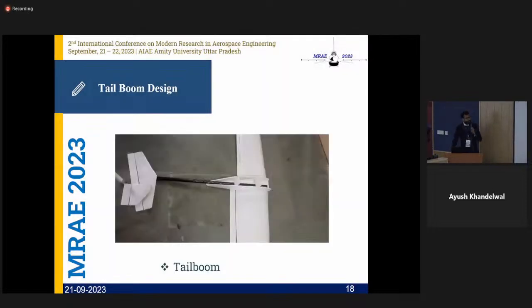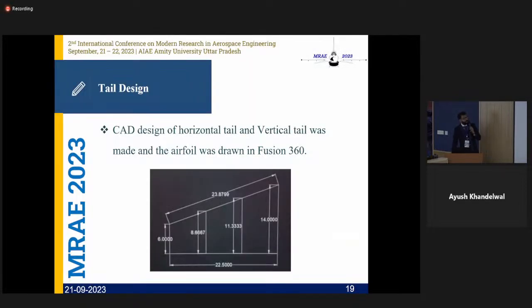So we use a carbon fiber boom for the tail boom design. So this is something like our wings with a fuselage, with our tails. Yeah, this is our CAD design.